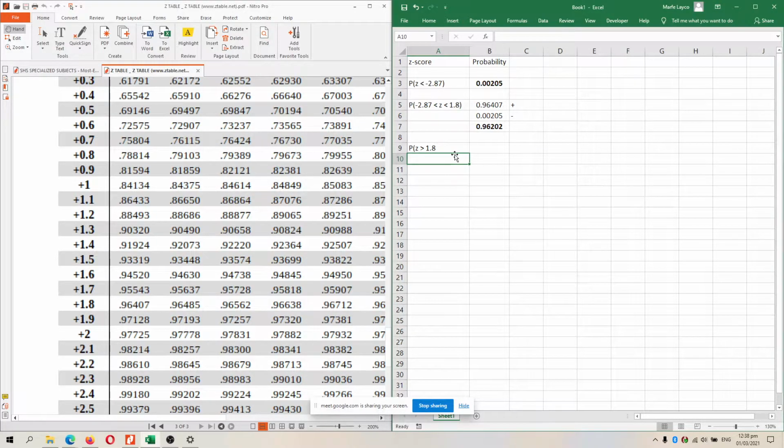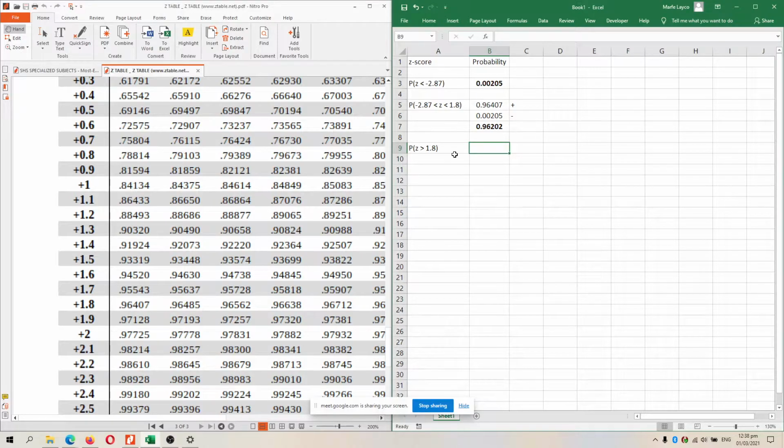So, ano ang gagawin natin? Given na ang z-score natin ay sobrang taas, always remember na ang total value ng ating curve, or lahat ng probability, is equivalent to 1. Or in percentage, that is equivalent to 100%. Dito, lahat ng less than negative 2.87, meron lang silang 0.00205 na probability.